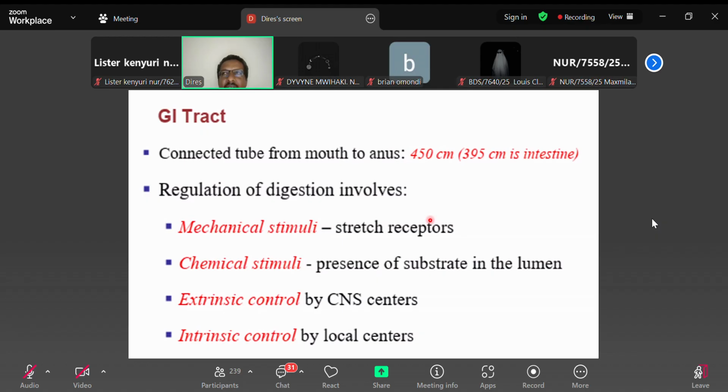Maybe if you kill a goat or a sheep, and look at the stomach or intestine, the animal is dead. But if you dissect and look at the intestine or stomach, the stomach contracts and relaxes. There is no brain, the animal is dead, but the gut, intestine and stomach undergo contraction and relaxation. What does it tell you?